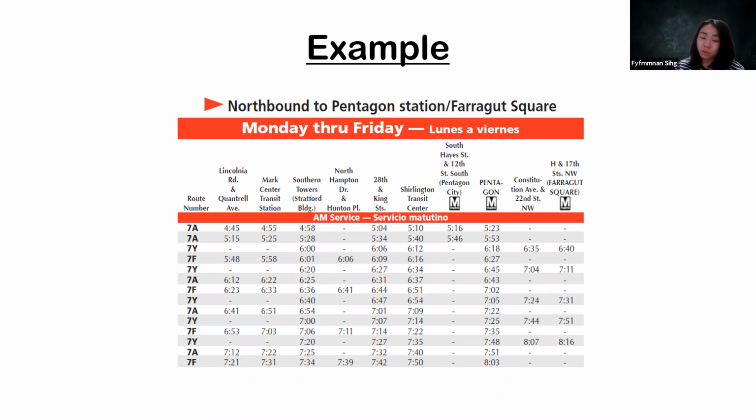If we wanted to measure the headway of the 7Y, we'll take the last two trips, and those will be departing from Southern Towers. And for the 7Y, we see for the last two trips, it's a 20-minute headway throughout the span of service.